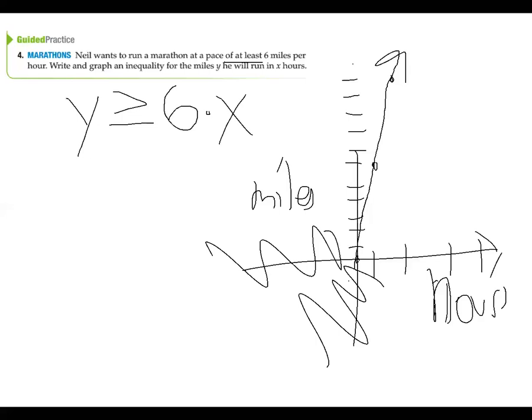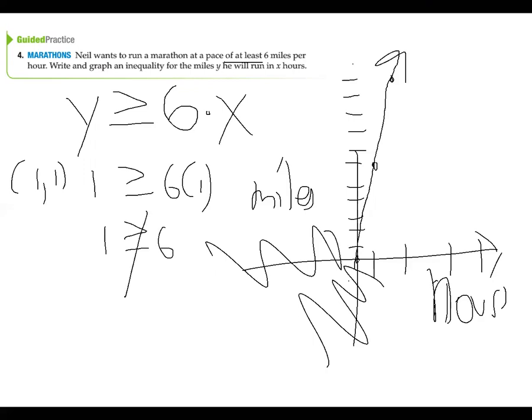Now, the origin is not a good idea to test because it doesn't tell you anything because it's right on the boundary, so you don't know which side to shade. So I'd pick the point 1, 1. Does it work? 1 is greater than or equal to 6 times 1. That would imply that 1 is greater than or equal to 6, which it's not. So you don't shade that side. Now the point 1, 1 would be right about there. You shade the other side, which would be right up here. And notice I just shaded the first quadrant because if I shade over in here, that would imply some negative hours. So you just shade everything in the first quadrant there.